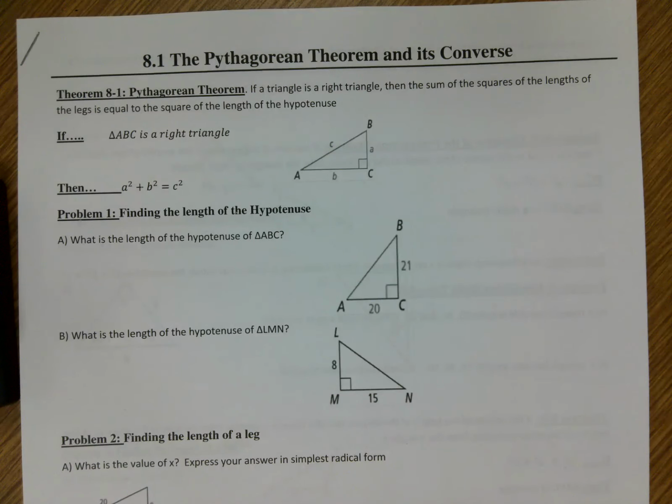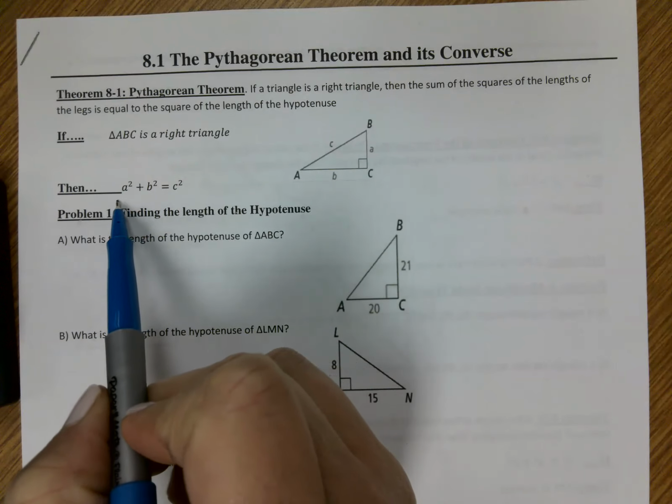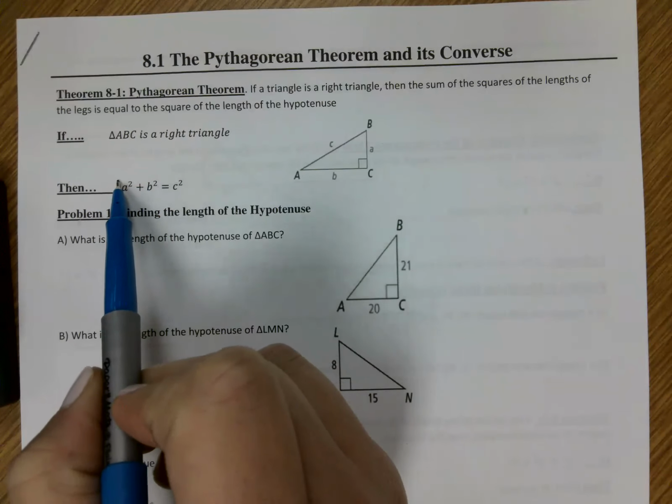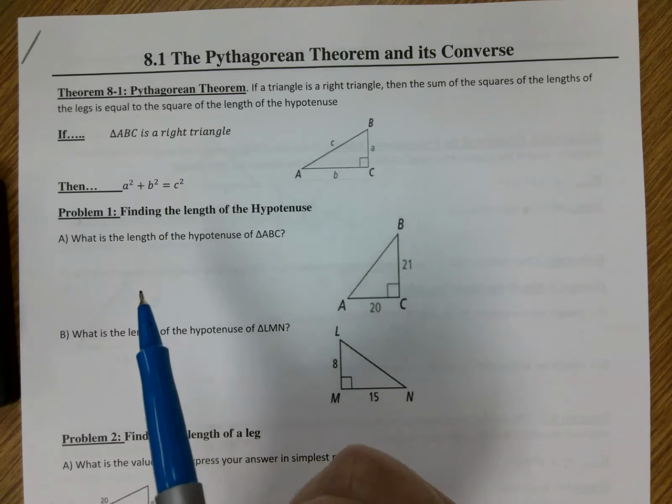First, we have this thing called the Pythagorean Theorem. I'm sure you've heard of it. If we have a right triangle, this right here is true. Again, math is all about patterns, and this pattern is going to be the same in any right triangle.